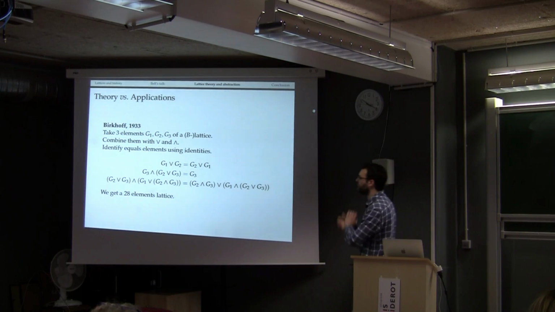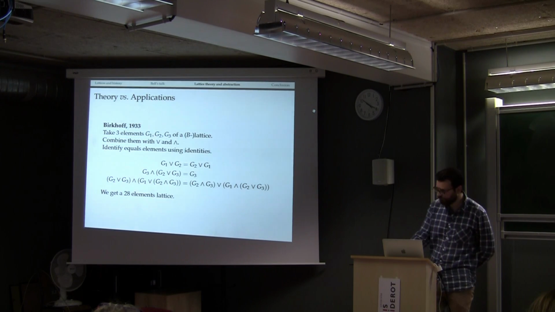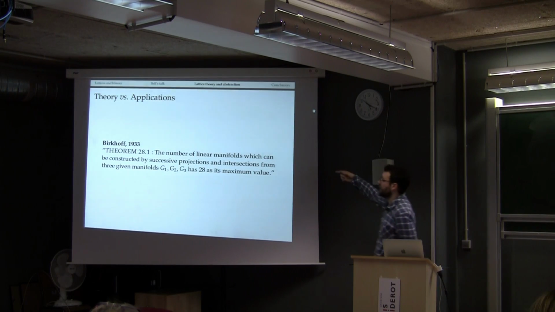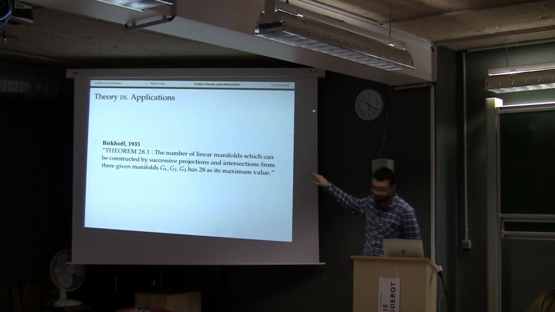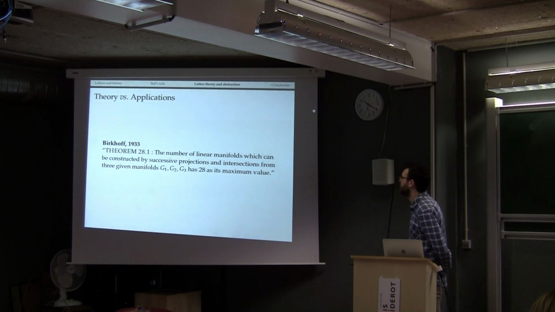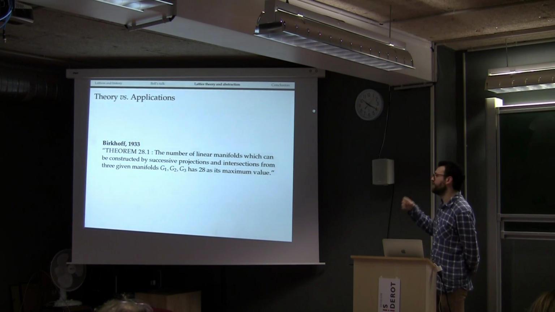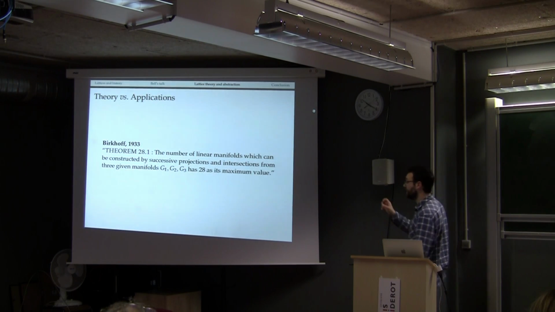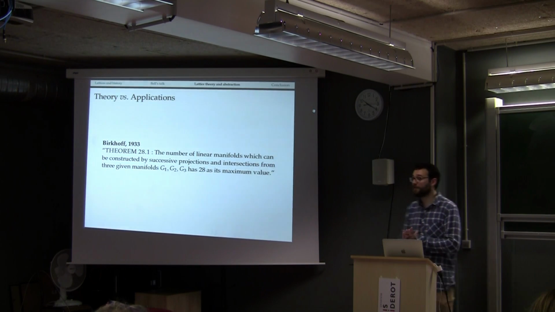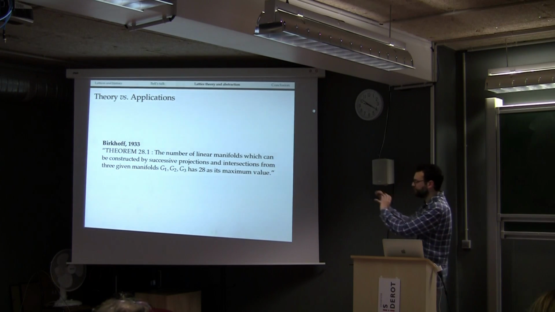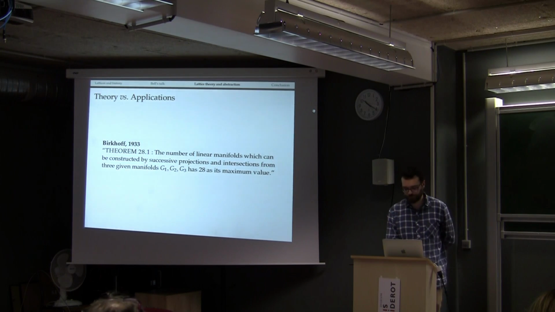Okay? This is a theoretical part in which the elements of the lattice are unspecified. And then you have just this application on the lattice of linear manifolds I talked about before. You see, the number of linear manifolds which can be constructed by successive projections and intersections from 3 given manifolds has 28 as its maximum value. And this is just because in the theoretical part you have this result as it abstracts.